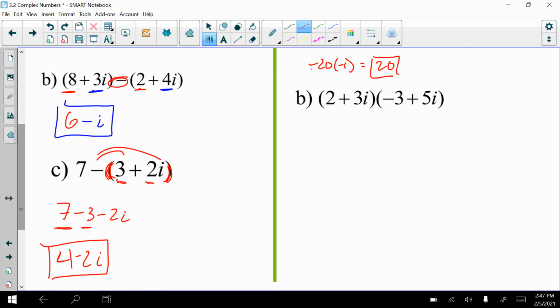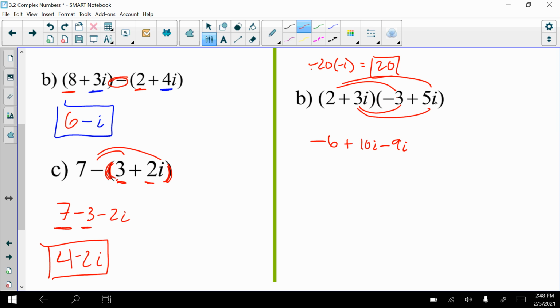All right, last example for us. Multiplying two binomials, we're going to double distribute this thing, which we've done a couple times in this class. So one thing at a time. 2 times negative 3 is negative 6, and 2 times 5i. Again, just treat it like a variable. 2 times 5 is 10, and that has an i attached to it. Okay. Let's move on to the 3i. 3i times negative 3, that's minus 9i.